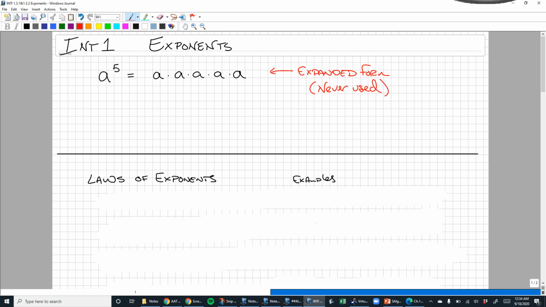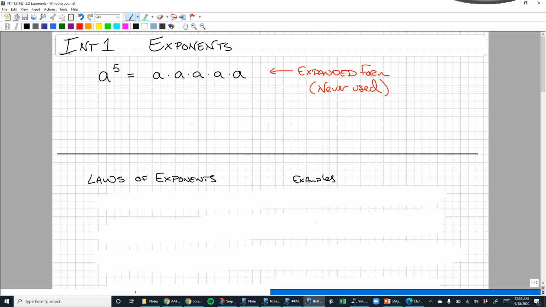It's only really there for us to kind of understand how exponents work. We never get an answer in expanded form unless it's explicitly asked for. It is not simpler than a to the power of 5. It's just another way of writing it. So what we can do is simplify exponents using some of the laws of exponents that we've talked about already. Let's jump down into the laws of exponents.